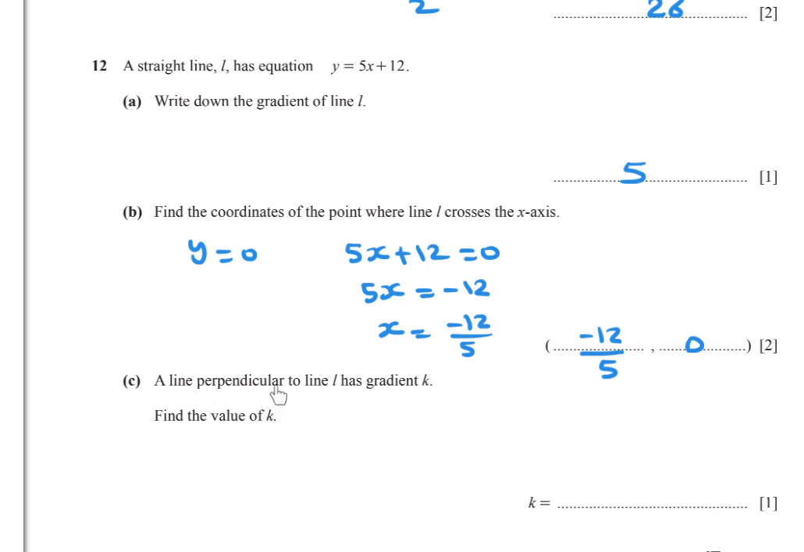C. A line perpendicular to line L has a gradient k. Find the value of k, the negative reciprocal of 5, which is negative 1 over 5.